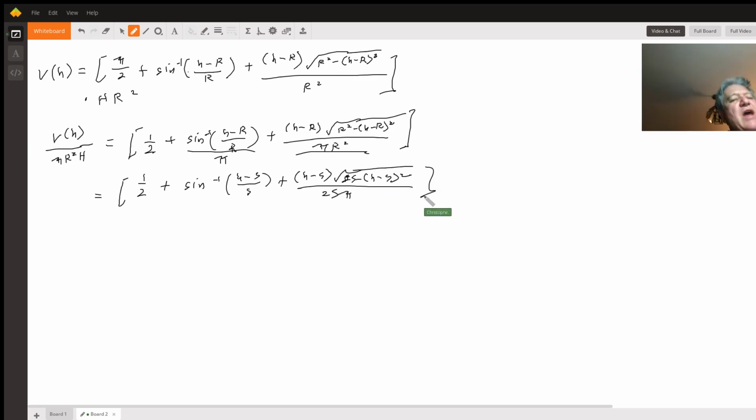It looks like we're out of time, and this is what you do. You graph this, and you could figure out the markings in relation to h and R.